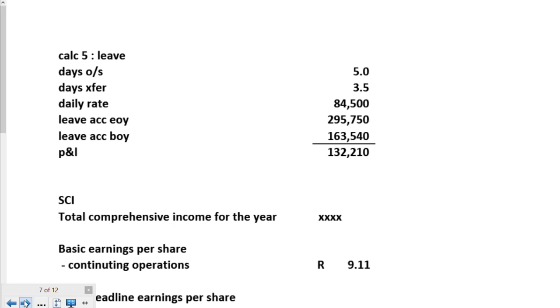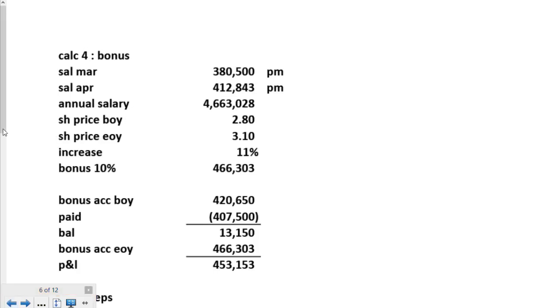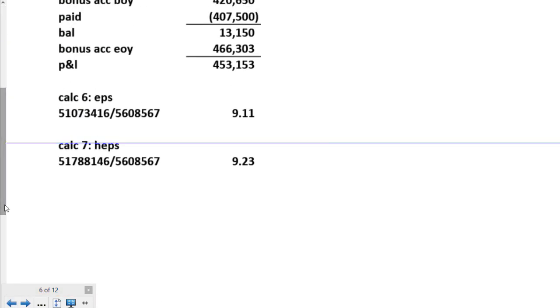Okay. So then, statement of comprehensive income, then the calc. The calcs are here. Basic earnings per share then is the 51,073 divided by the 5.6 million shares, and then headline 51,788 divided by the 5.6.